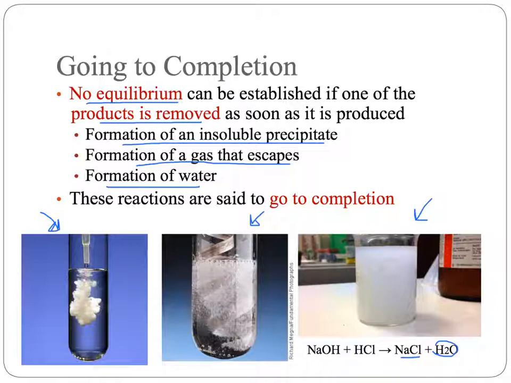So the term that you won't see in the book, but I might use in my own talking, is that these are reactions that go to completion. They are not able to establish equilibrium because at least one product is removed as soon as it is made.